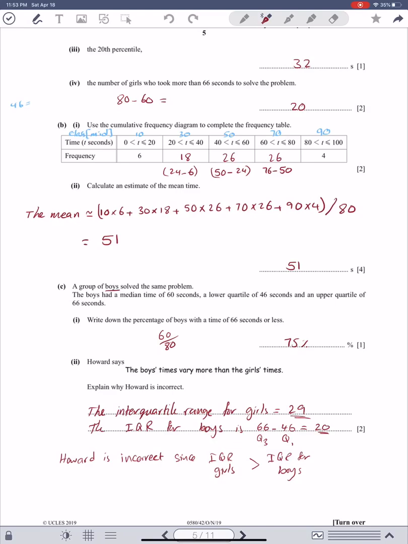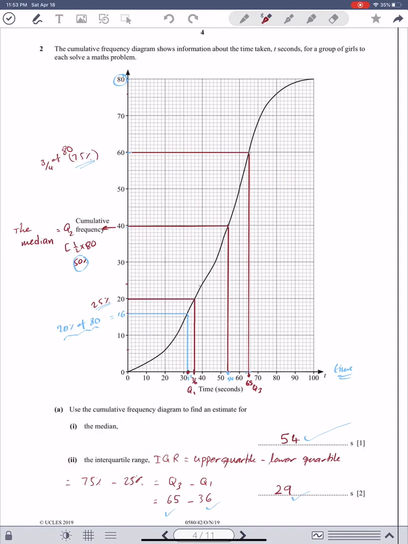Part B, use the cumulative frequency diagram to complete the frequency table. From 0 to 20, he gives you 6, and it's obvious, 6. Look here, this is the way that we read the graph. From 0 to 20, this is the value here, which is 6. From here, he wrote this value.